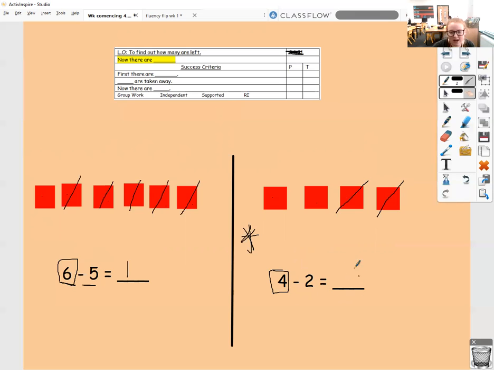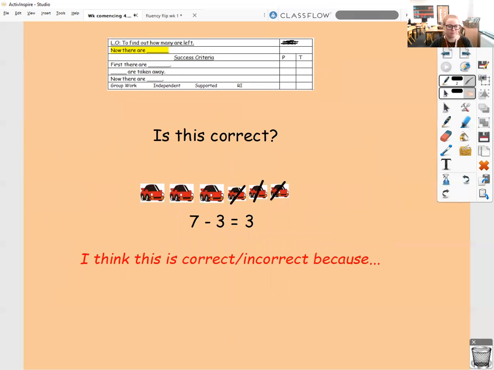How many squares do I have left? First there were 4, then I took away 2. Now how many squares are left? 1, 2. Fantastic. If you got that right, give it a tick. Make sure you send this in to us at the end.